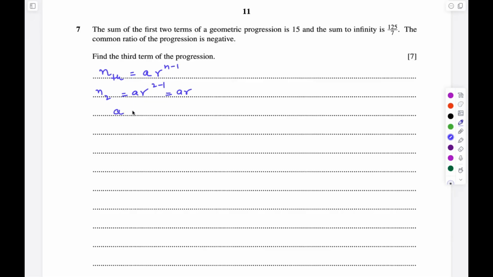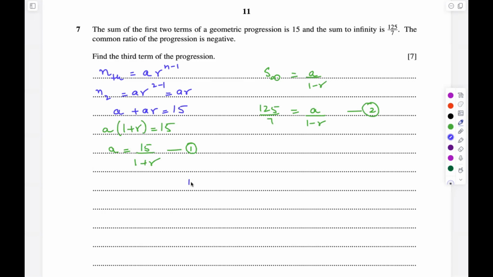So the sum of the first term and the second term is equal to 15. The sum to infinity is given by the formula a upon 1 minus r, and that is equal to 125 upon 7. So we can write 125 upon 7 equals a upon 1 minus r. Now, solving these two equations simultaneously to find the values of a and r, if we take a common, this can be written as a times 1 plus r is equal to 15. So a is equal to 15 upon 1 plus r. Now substituting this into the second equation, in place of a we can write 15 upon 1 plus r.